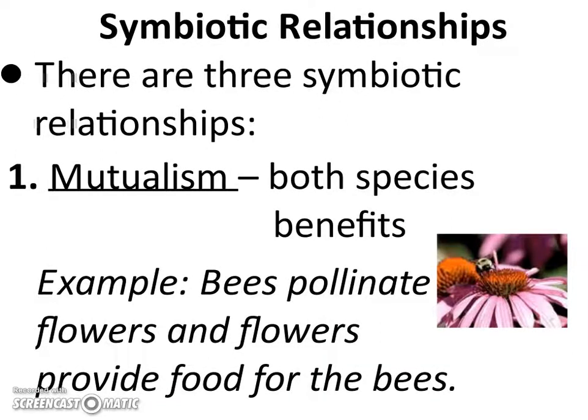So we have a couple of different relationships. They're called symbiotic relationships. The first one is mutualism. Both species are going to benefit from this. So they are helping each other to grow in population. Okay, so your example is a bee. Bees pollinate your flowers, and your flowers provide food for the bees. They're sharing in what they have so that both can grow in population.